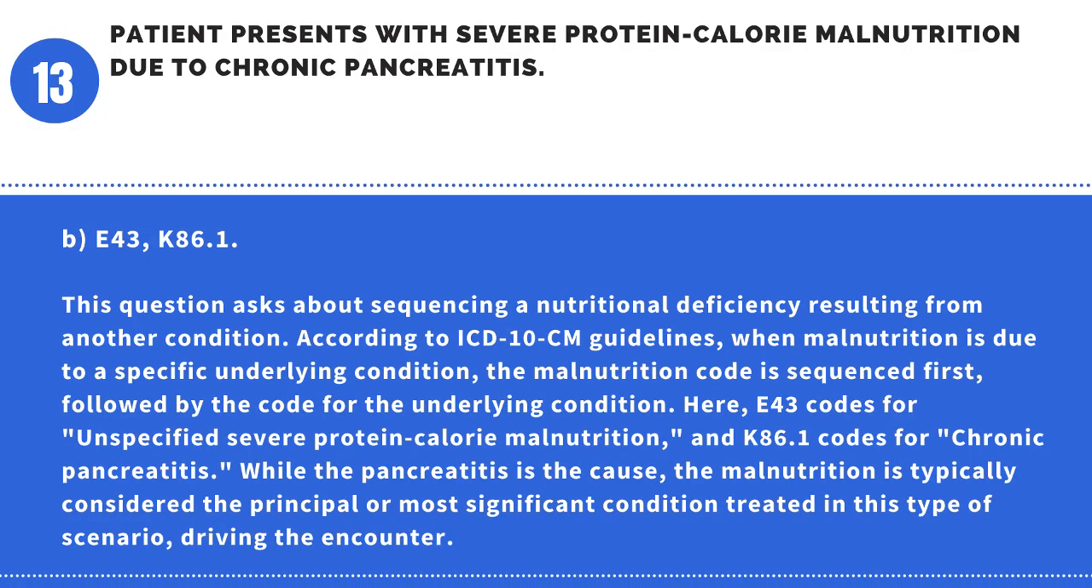Answer: B. E43, K86.1. This question asks about sequencing a nutritional deficiency resulting from another condition. According to ICD-10-CM guidelines, when malnutrition is due to a specific underlying condition, the malnutrition code is sequenced first, followed by the code for the underlying condition. Here, E43 codes for unspecified severe protein-calorie malnutrition, and K86.1 codes for chronic pancreatitis. While the pancreatitis is the cause, the malnutrition is typically considered the principal or most significant condition treated in this type of scenario, driving the encounter.